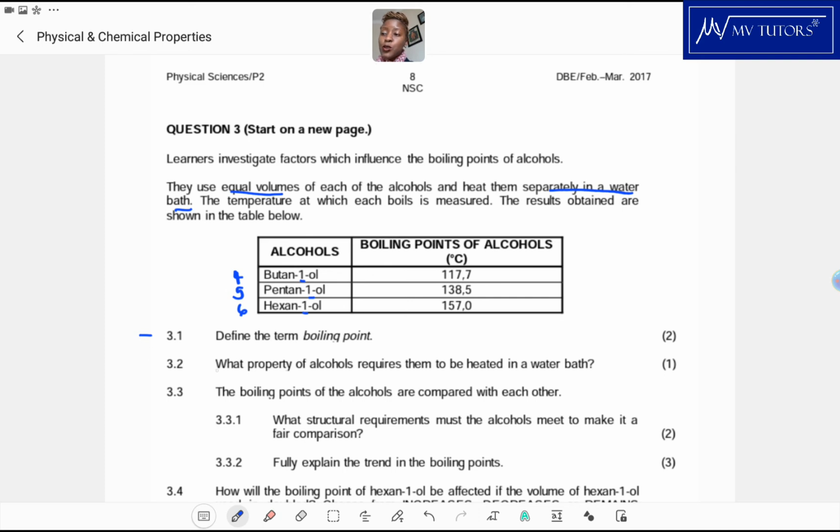And then 3.2, what property of alcohols requires them to be heated in a water bath? That's something that I actually didn't cover as I was doing the chemical properties. But alcohol is quite flammable. Okay, so yeah, you want to heat it in a water bath and not exactly apply direct heat or fire to it to heat it up. Okay, so the property is that it's flammable.